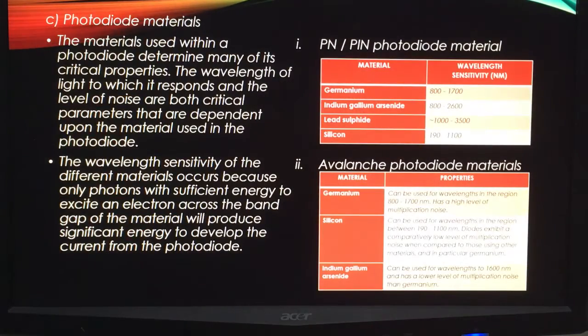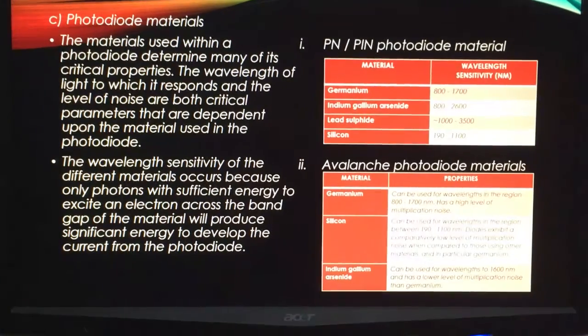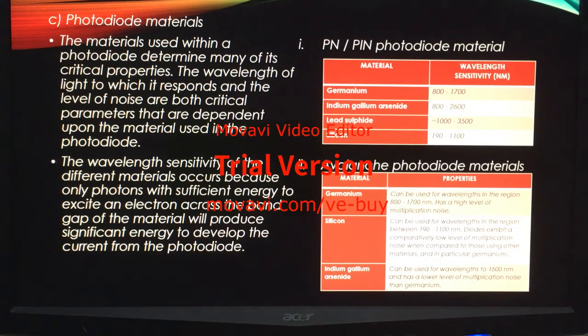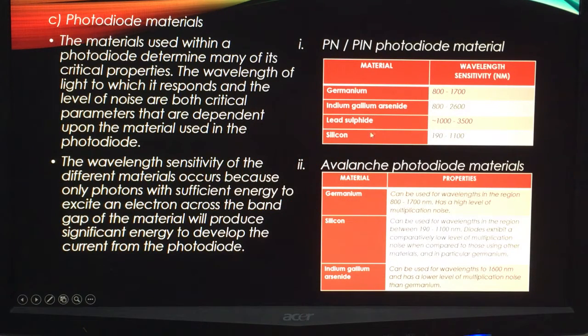So we go to photodiode materials. In this slide there are 4 types of material with different wavelength sensitivity. The wavelength sensitivity occurs because only photons with sufficient energy to excite an electron across the band gap of the material will produce the current from the photodiode. You can see here germanium, indium gallium arsenide, lead sulfide and silicon. All of them have different wavelength sensitivity, and the highest is for lead sulfide. For the avalanche photodiode, the materials are germanium, silicon and indium gallium arsenide. You can read here the properties for each material.